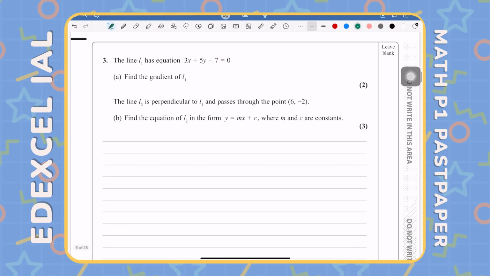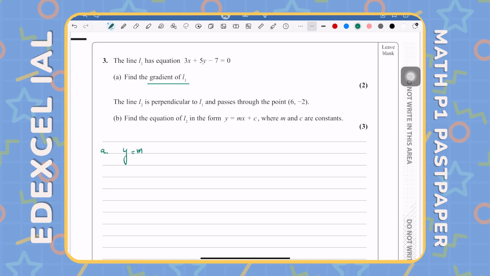Let's look at the third question. The line L1 has equation so and so. Find the gradient of line 1. Now, before we can find out the gradient, we have to make y the subject, because remember, so this is part A. A good idea would be to label it.